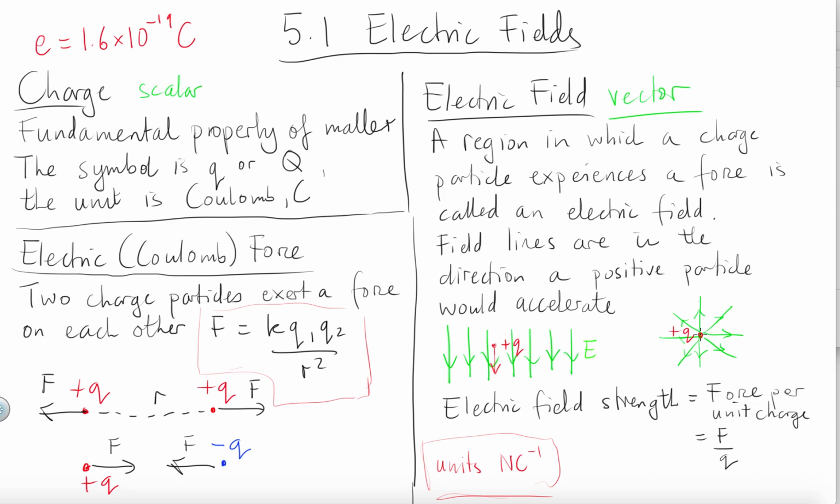If I have a point particle, then the field lines would radiate, in this case, outwards from the positive charged particle. If I had a negative particle, the field lines would point inwards. And an important quantity is electric field strength, which is defined as the force per unit charge for a small test charge placed within the region of the field, whose units are newtons per coulomb.